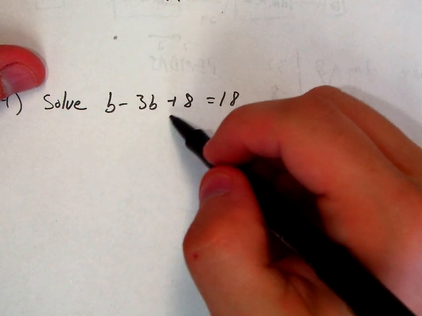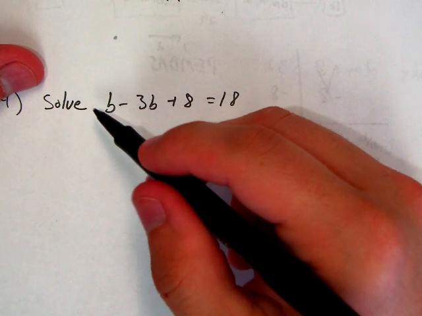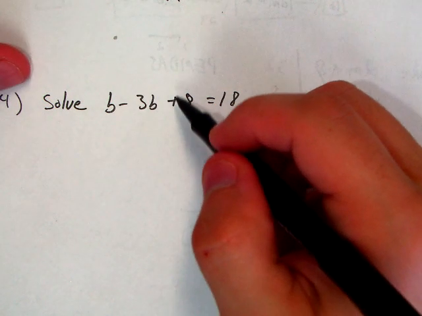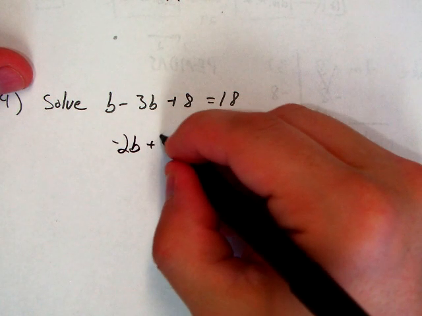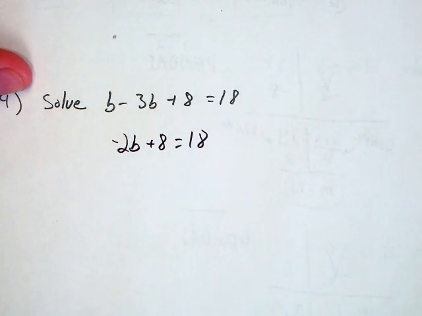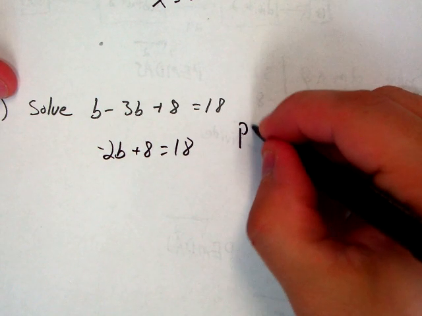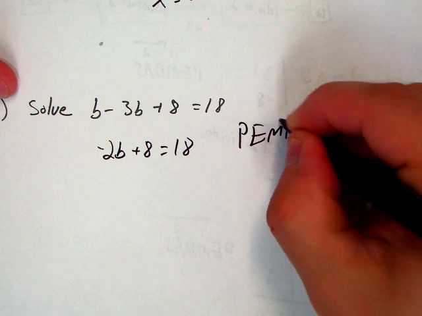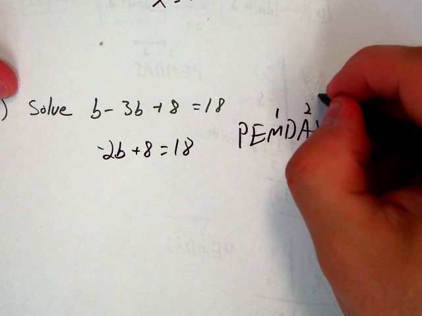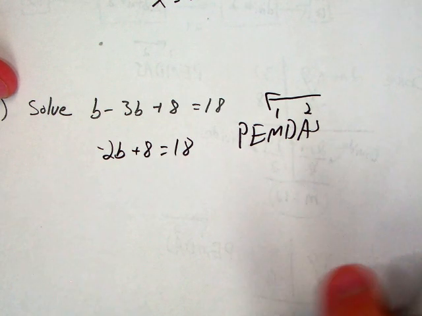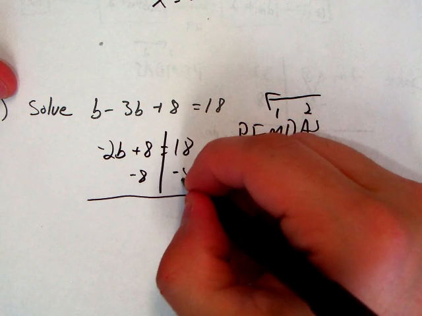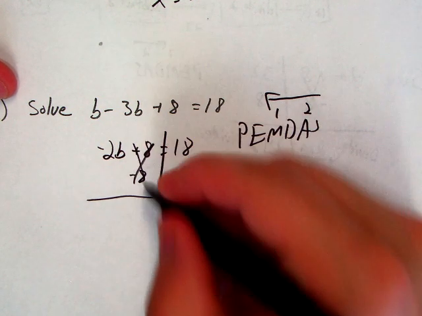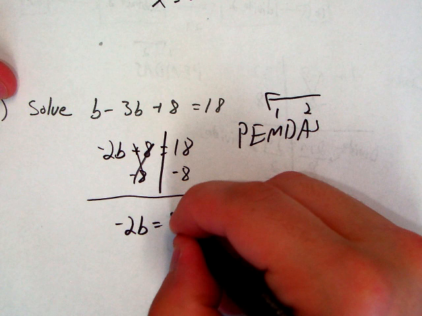And then example 4. This is not simplified. I have two separate terms that have the same variable raised to the same exponent, so I need to combine like terms. So b minus 3b would be negative 2b. Plus 8 equals 18. Again, if I look at PEMDAS, I'm multiplying first and then adding second. So when I undo it, I go backwards. So the first thing I'm going to do to get rid of this plus 8, I subtract 8 from both sides. Creates a zero pair. I'm left with negative 2b equals 10.